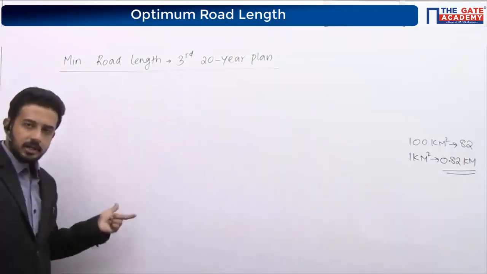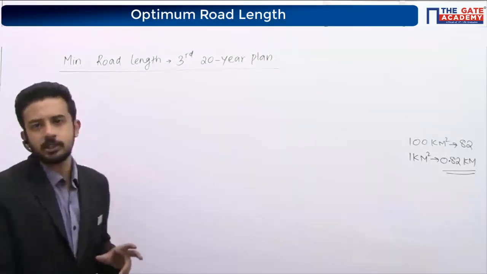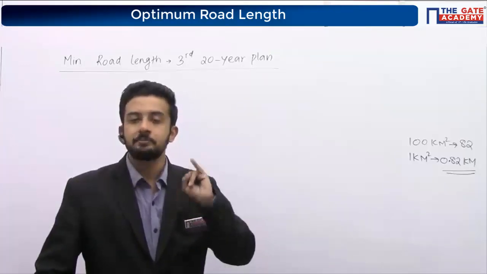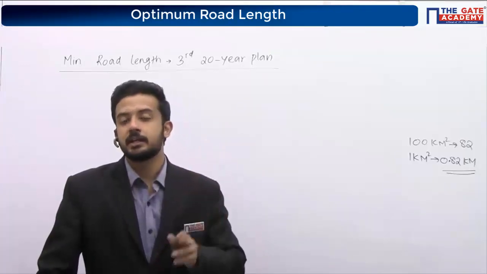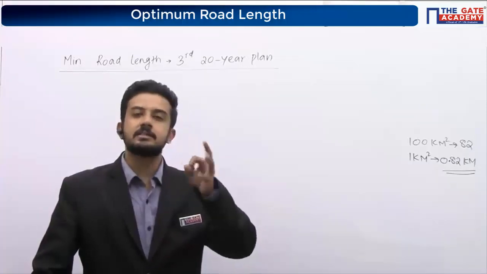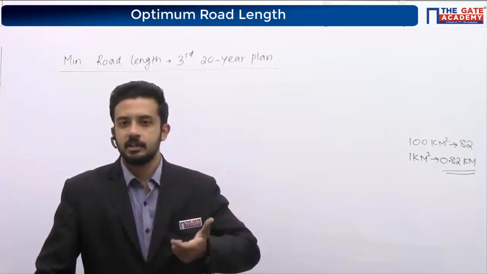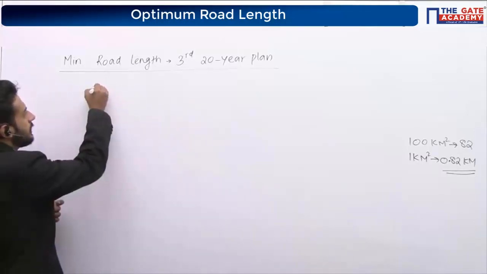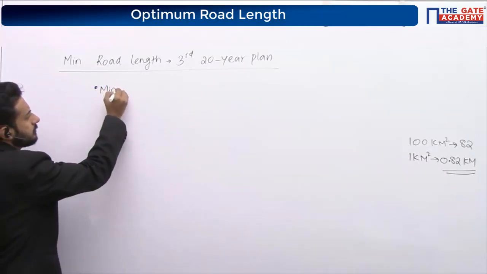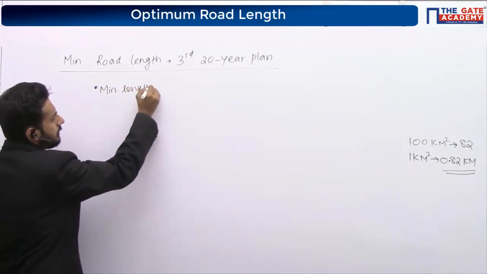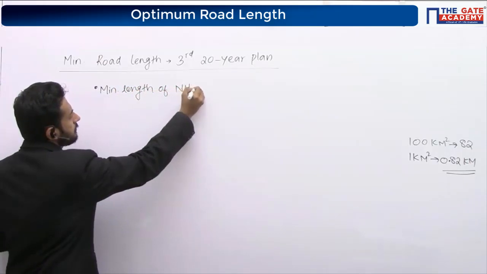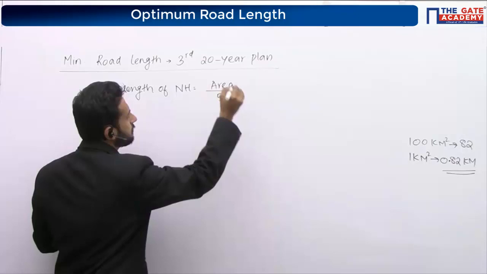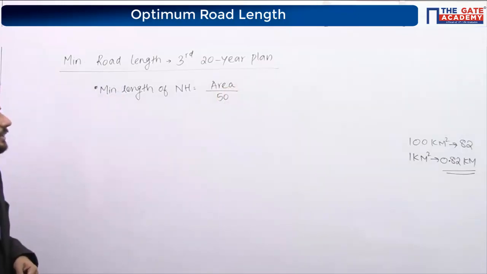Now, what equations have they given? They have given equations for 3 types of roads: national highway, state highway, and major district road. For only these 3 road types in the Lucknow road plan, they have given the minimum road length. So note down those things. The minimum length of national highway is equal to area divided by 50. Area divided by 50.